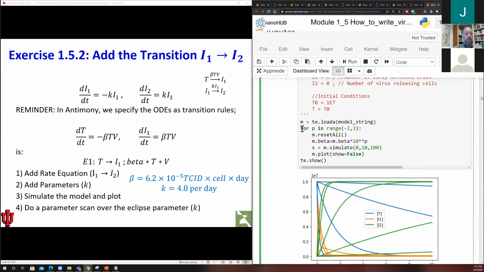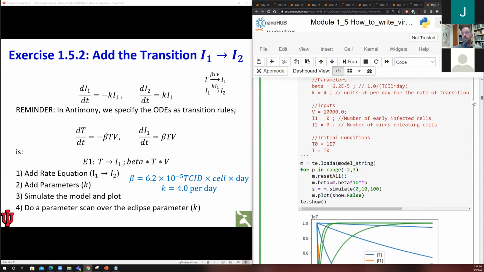Remember that the comment, why was I1 not defined in the previous simulation? If you don't define a variable, it's set to 0. And since I1 was initially 0, we could get away with not defining it, but it should have been defined. It's always better to give the initial values and not depend on the code to do it for you. Inputs and initial conditions are not anything that Antimony cares about. These were just convenience comments.